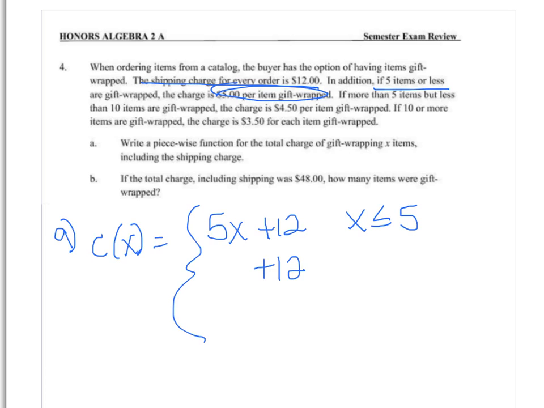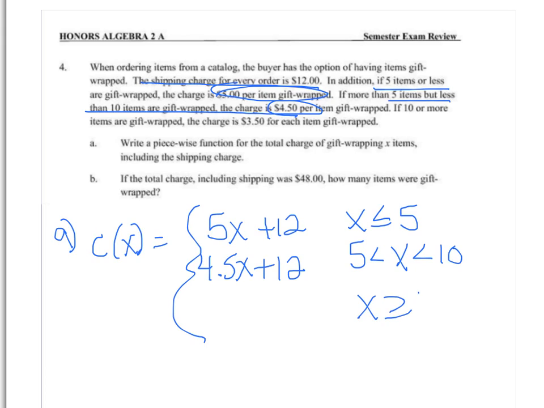If it has more than 5 but less than 10, it's $4.50. So that's 4.5 times x. And that's more than 5 but less than 10. And then if we have 10 or more, here's our flat fee, and then it's $3.50.